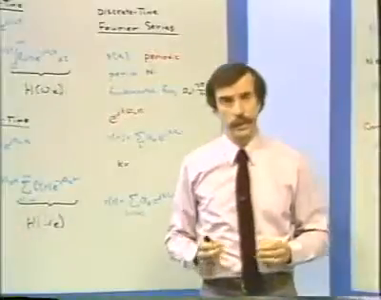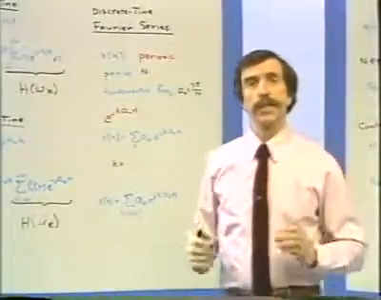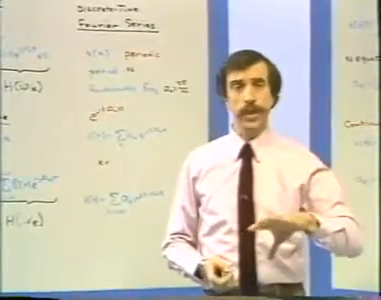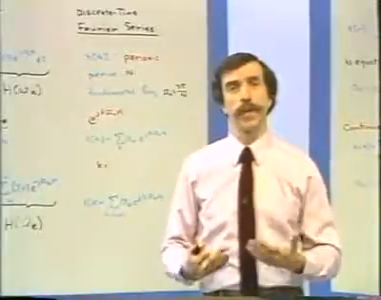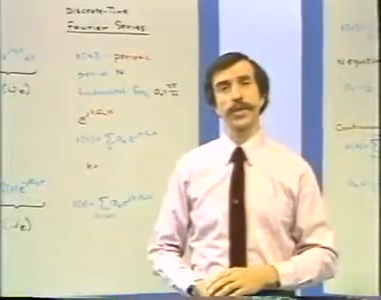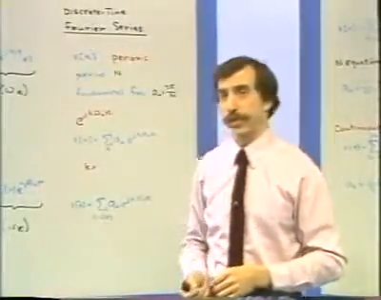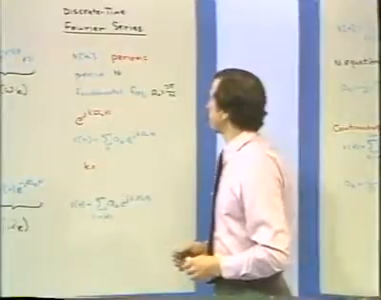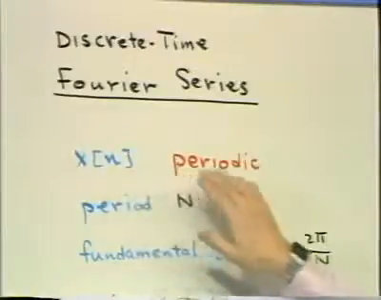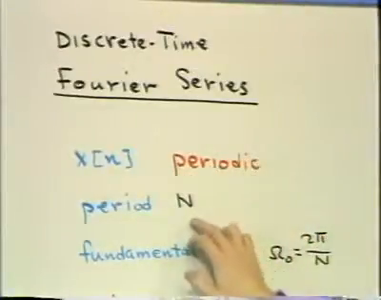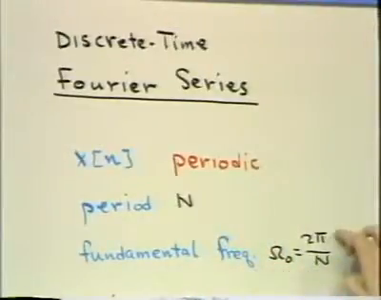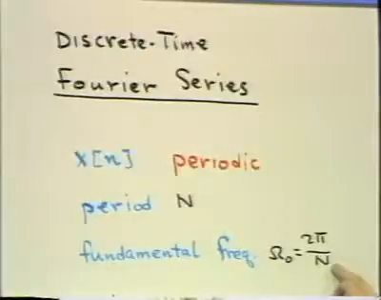Now, just as we did in continuous time, let's begin the discussion by first concentrating on the representation through complex exponentials of periodic sequences, and then we'll generalize that discussion to the representation of aperiodic signals. So let's consider first signals which are periodic, with period denoted by capital N, and then, of course, the fundamental frequency is 2 pi divided by capital N.